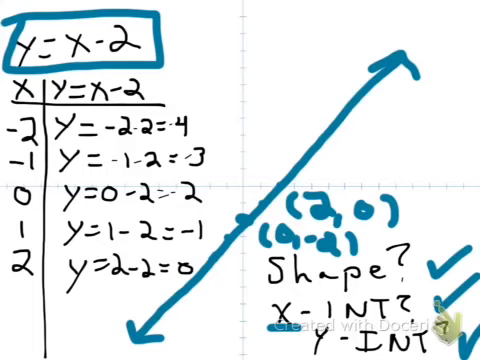When I ask you what the shape is, the answer would be, well, it's kind of straight. This is a line or a linear function. The x-intercept is going to be when it crosses the x-axis, so it's going to be at this point, 2, 0. The y-intercept is going to be when it crosses the y-axis at 0 comma negative 2.